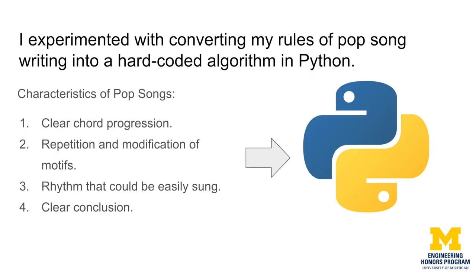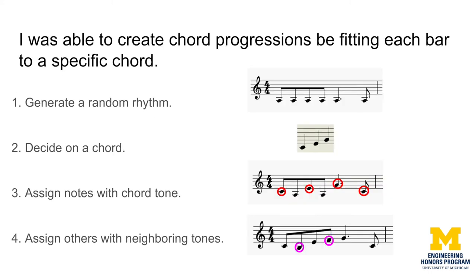Remember how I saw a set of rules for generating pop songs? I experimented with converting these rules into a hard-coded algorithm in Python. Let me explain some of my functions. Since I defined pop songs as having clear chord progressions, I had to fit each bar to a chord.